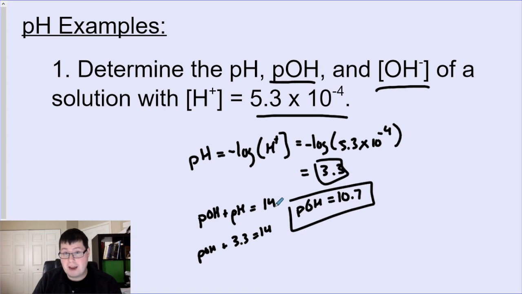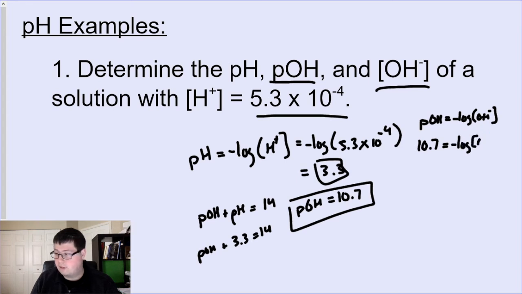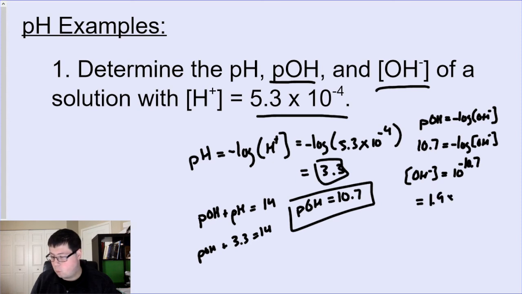And finally, to find my OH minus concentration, there are two ways, and I want to show you both just to make sure that you've seen them. First off, I can find it using the definition of the POH. The POH is minus the log of my OH minus concentration. Now this is a bit harder to solve. I'm going to get 10.7 is minus the log of OH minus. And so to solve that out, I need to undo the logarithm. So I'm going to get that OH minus concentration is equal to 10 to the minus 10.7. And so when I do that in my calculator, I get 1.9 times 10 to the minus 11th.